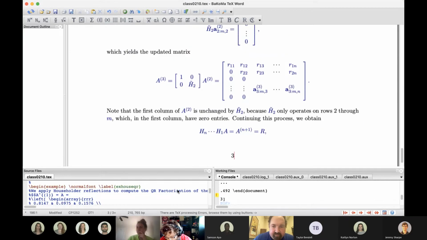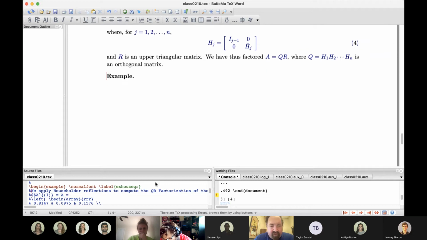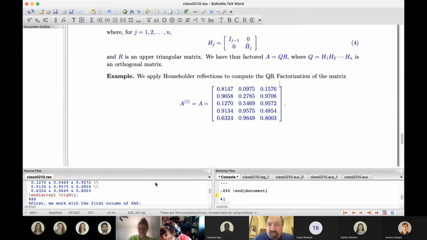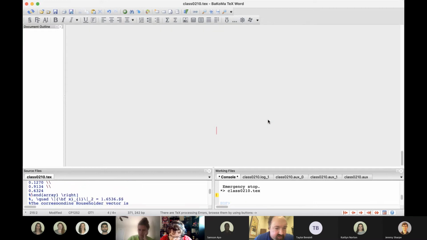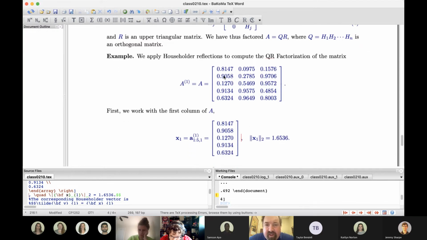I have an example anyway. Similar to the example from last time. I have a made-up matrix here. Actually, it might be the same matrix. I don't remember. And so what I want to do is reduce this to upper triangular form using 3 Householder reflections. So what I do is I take the whole first column, I'll call this X1, and I find its 2 norm.